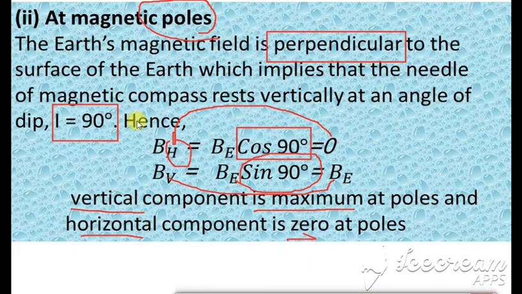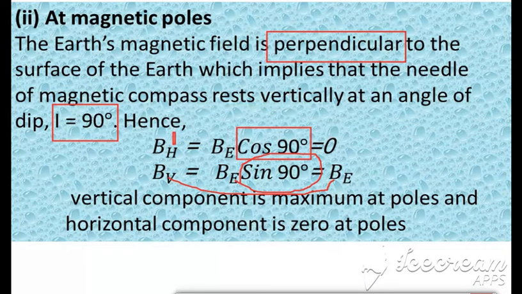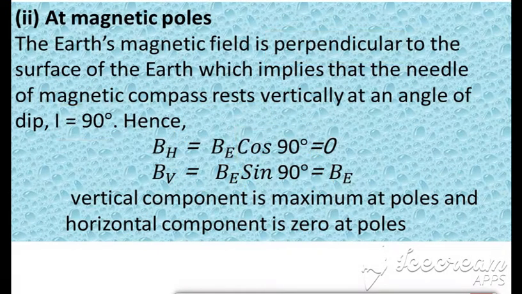The previous condition was at the equator. The only difference is that at the equator we considered I to be equal to 0, and now at the poles I is equal to 90 degrees. This is the only difference, at the equator and at the poles. Yes, clear? These are all the basics.